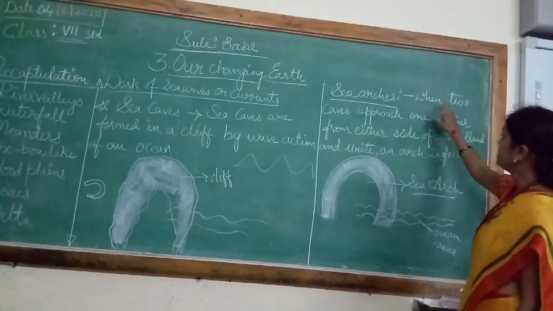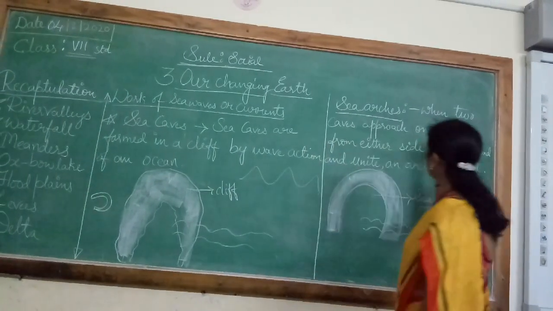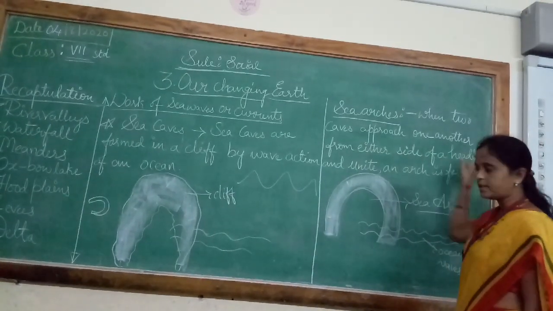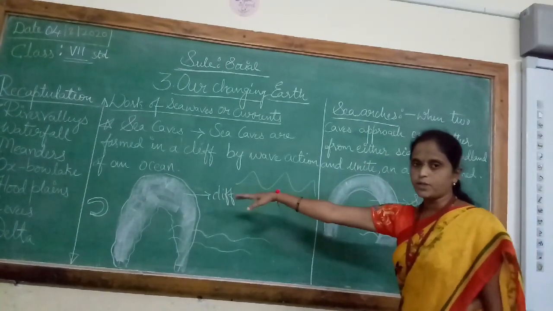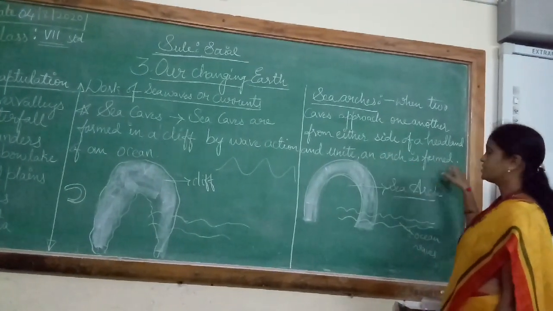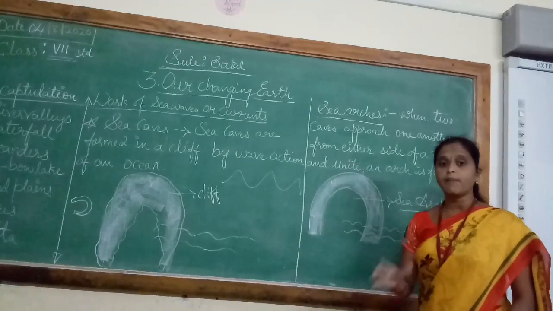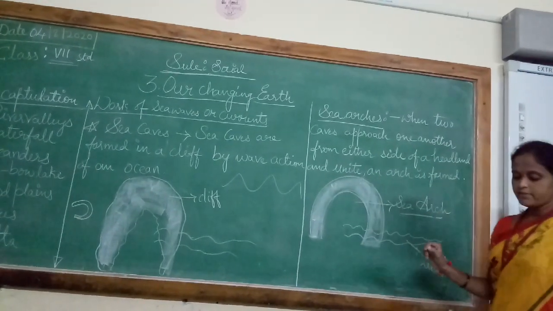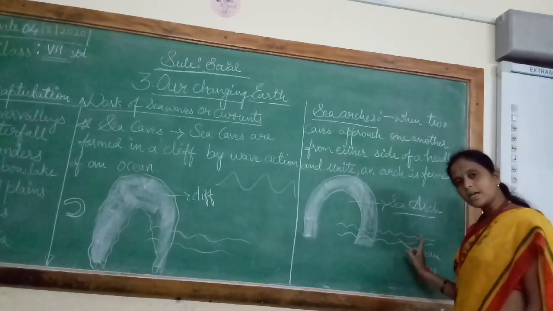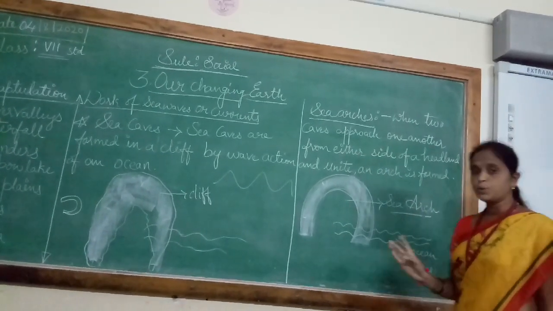See here guys, when two caves, as I showed in the first picture, come closer and closer, or we can say when they approach one another from either side of the headland, that is the main head part of the roof of the sea cave, and unite, then an arch is formed. Or we can say when the hollows in the caves become bigger and bigger, only the roof of the cave remains, and the middle part is broken due to the continuous erosion. In this way, this arch is formed, which is called a sea arch. I hope you have understood.